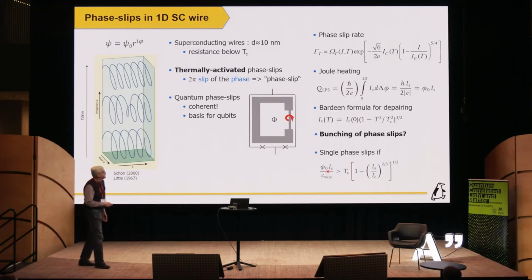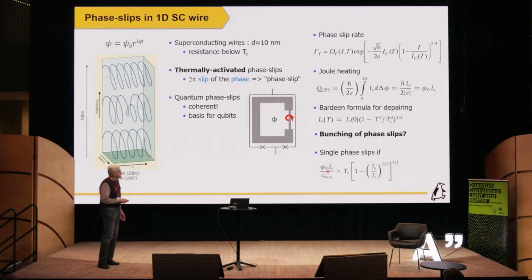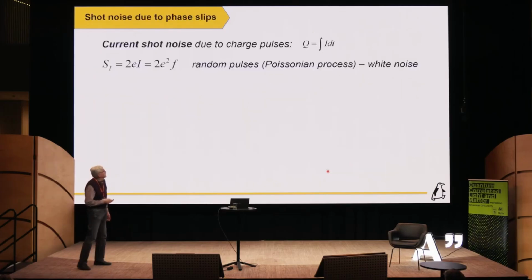But if you are at higher temperatures, then the heat capacity is bigger, and then you can have regions where you don't make a transition with one phase slip, but you can have an increased rate, and you have a bunch of phase slips. And this is what we would like to measure here.